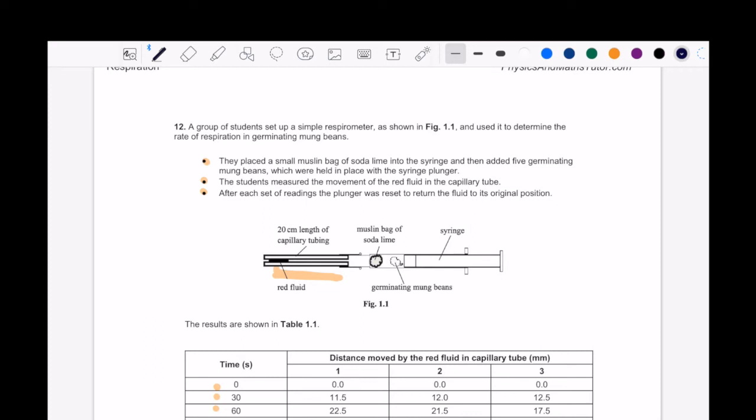Let's have another go. It says 5 germinating mung beans. Do you know what mass the mung beans should be? Do you know whether they should be the same size or same height, stuff like that? You don't. So that's why the variable that's not being controlled is the mass of the seeds. It's just simply not given. What can we do to improve it? Well, just take the mass of the seedlings at the start.